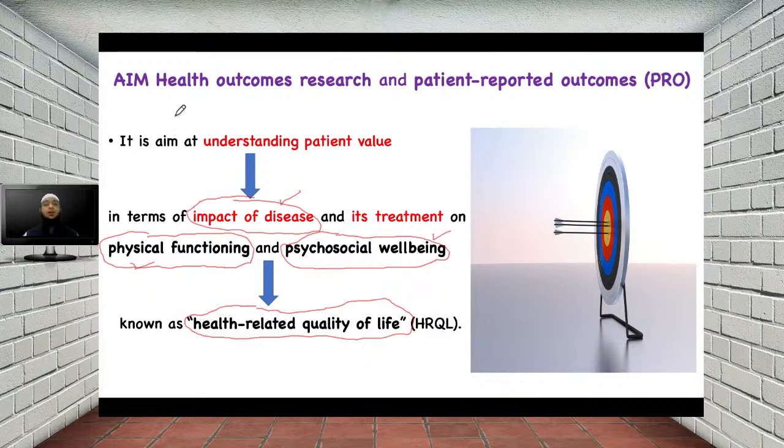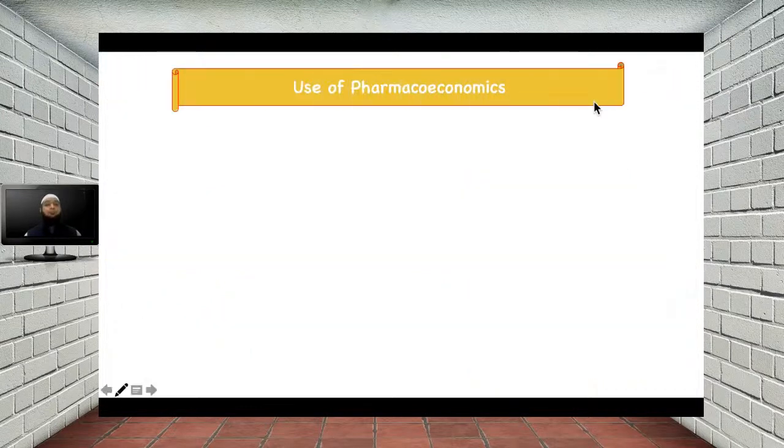So that is the important aim and objective of health outcome research and patient reported outcome, which is called PRO. I hope it is clear to you. Now let's see what are the uses of pharmacoeconomics. So we have seen the aim of the PRO or HOR.